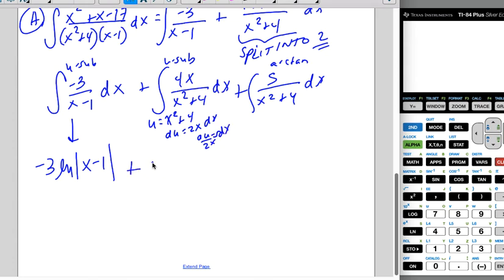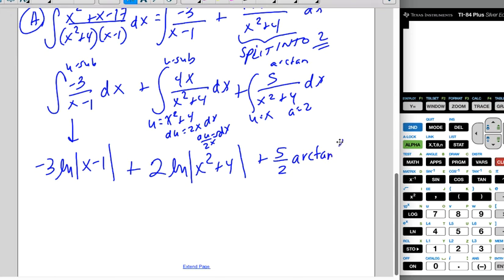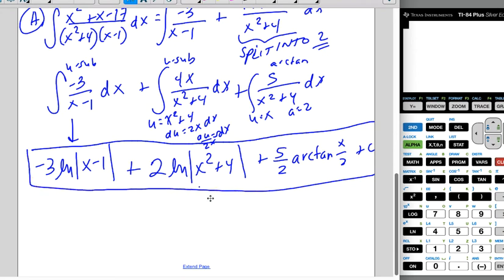So you're going to end up getting a 2 natural log of the x squared plus 4 inside the absolute value. Again, you don't technically need it. And this one's an arctan where your a is 2 and your u is x. So you're going to get that this is plus 5 over a arctan of u over a plus c, and that's your answer. Again, if you want, you could take the absolute value off this one because x squared plus 4 is always positive.